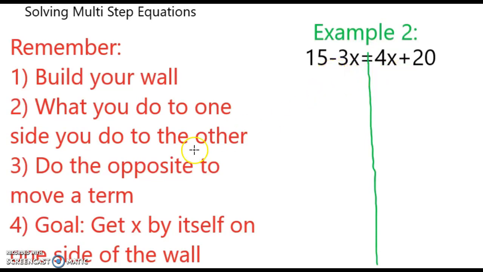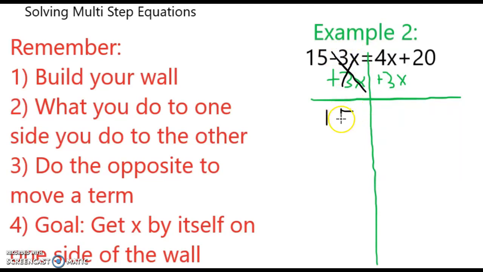I'm going to move it first, so I'm going to do the opposite, right here. I'm going to do the opposite by adding 3x to both sides. So plus 3x. What you do to one side, you have to do to the other. All right? And when I do that, I get to cross this off. We're accomplishing something. I'm left with a 15 over here. Here's my equal sign. 3x plus 4x is 7x. And then I also have this plus 20 still floating around over here.